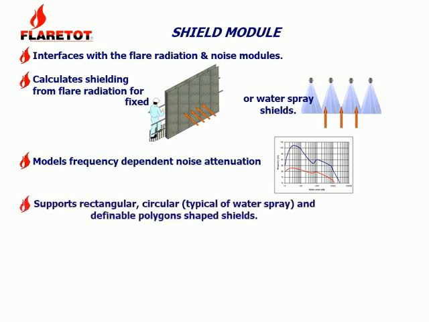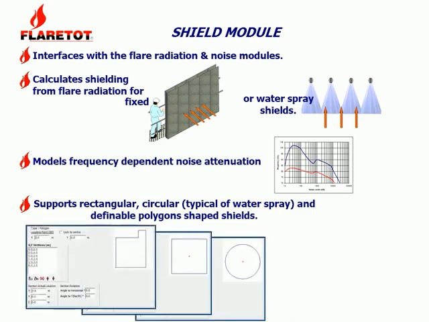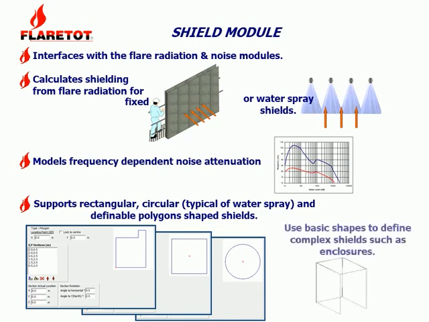Shield shapes can be defined using plane segments, which are rotated into three-dimensional space. Rectangular, circular, and polygon shapes can be utilized. The circular shape is usually typical of water shields. Any combination of basic shapes can be used to define complex shields, such as enclosures.